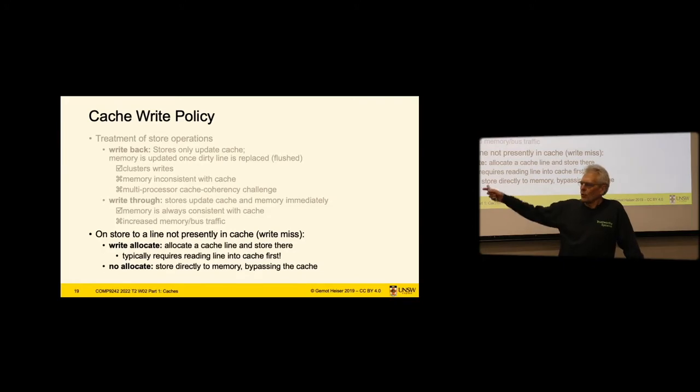And then the other policy is the allocate policy. What happens if you have a store to a line that is not in cache, and there is the write allocate or no allocate? Write allocate means, okay, if there's a store, then we do cache it. That means we may have to first replace a line, send it back to memory, make space, and then write in there. Or no allocate, just bypass the cache, send it to memory.